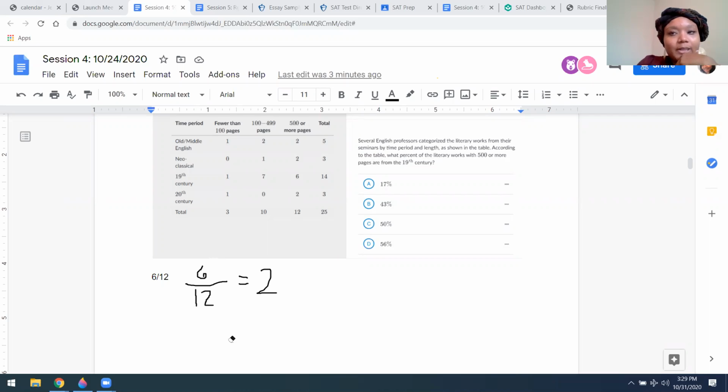12 is a bigger number than 6, so it's not going to be a whole number. It's going to be a fraction or a decimal. Well, fractions and decimals are the same thing, but in different forms.